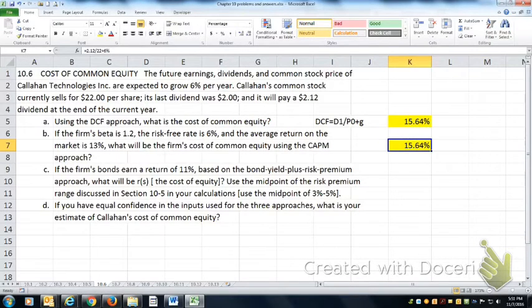In part B, we're asked to calculate using the capital asset pricing model. And for CAPM, K is equal to K risk-free plus the market risk premium times the beta. Okay, so with this one, if the firm's beta is 1.2, the risk-free rate is 6, and the average market return is 13, then the cost of capital here would be 6%, the risk-free rate, plus the market risk premium, which would be 13% total return minus the 6% risk-free rate. So the market risk premium would be 13% minus the 6%, and then times the beta of 1.2. So with that estimate, we get 14.4% as our estimated cost of equity capital using the capital asset pricing model.